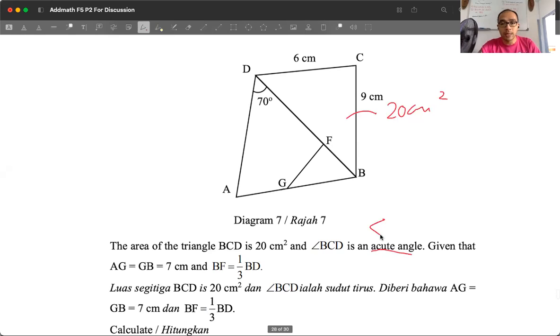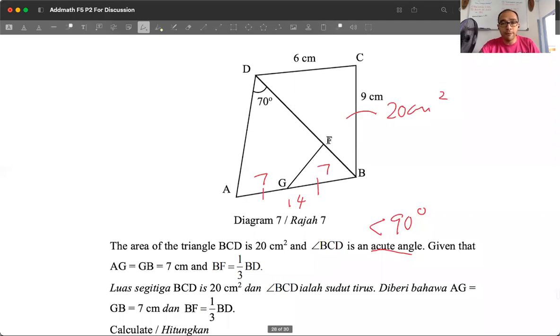Okay, acute angle means less than 90 degrees, which means that if it is an acute angle, then you don't have to find the second quadrant punya jawapan. Okay, you only need the first quadrant or the basic angle which you can get from the calculator terus. Okay, then you're given that AG equals to GB, which is 7 cm. So this is 7, this is 7, therefore kesemuanya adalah 14.